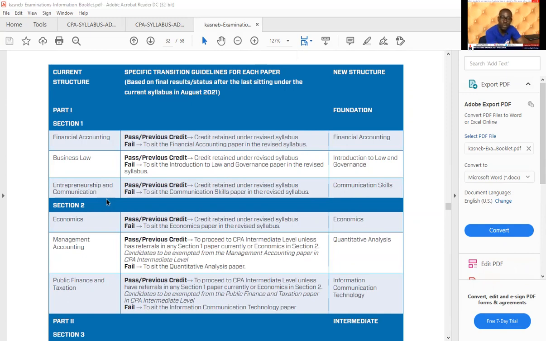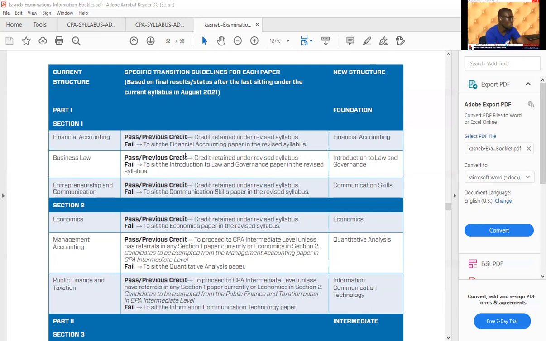So in this case, how will you be affected by this new syllabus? This is what I want us to dissect. You will find that for part 1, financial accounting, assuming that you passed financial accounting or you had a credit on the previous case, you're still going to retain that credit under the revised syllabus.